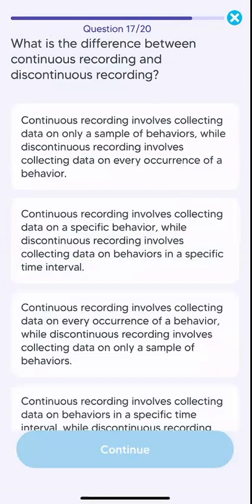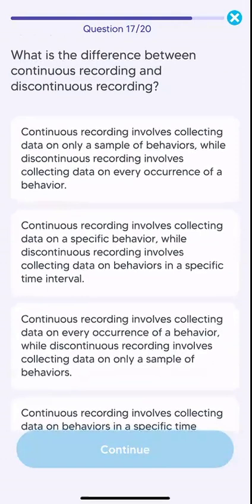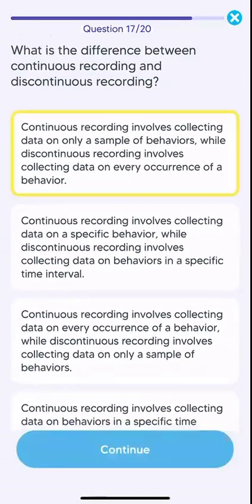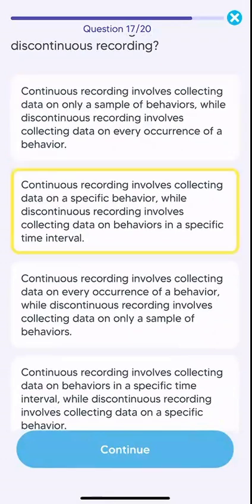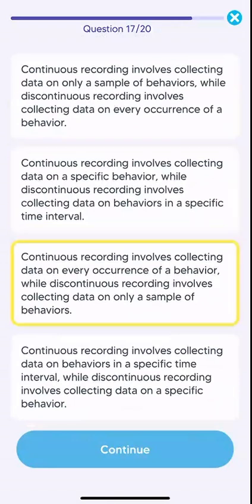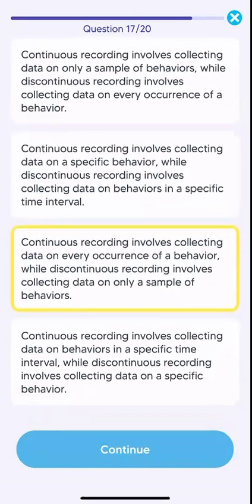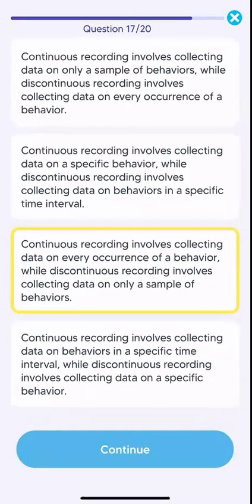What is the difference between continuous recording and discontinuous recording? Holds collection data on only simple behavior. Or record data on a specific behavior. Every occurrence of behavior. Continuous recording holds carefully, while discontinuous collects data on behavior in a specific time. Third one only.